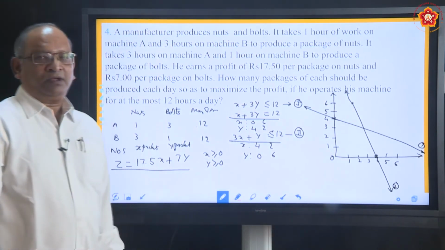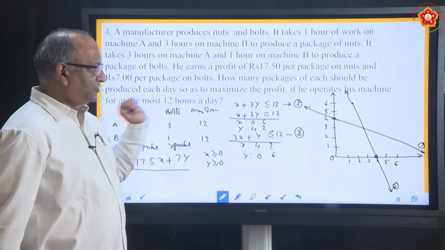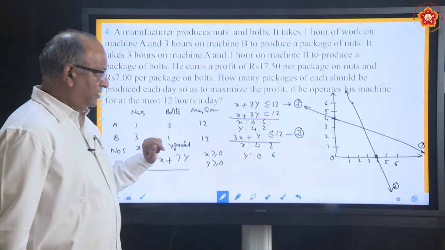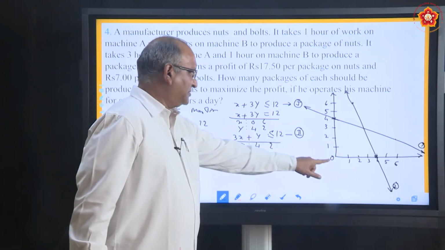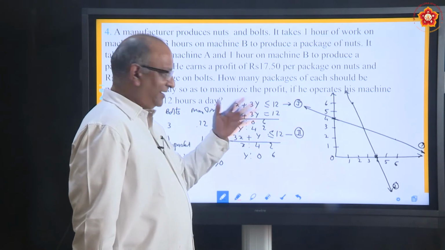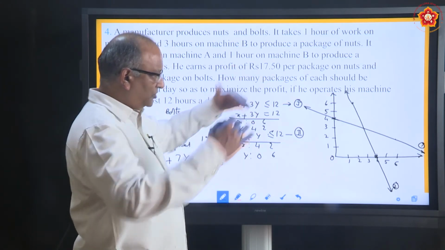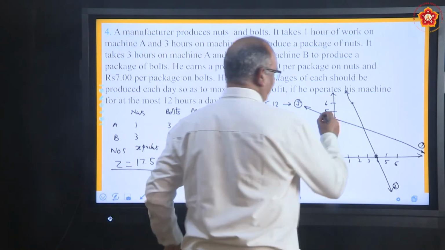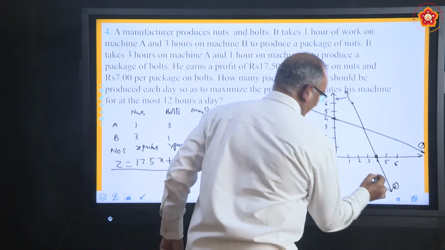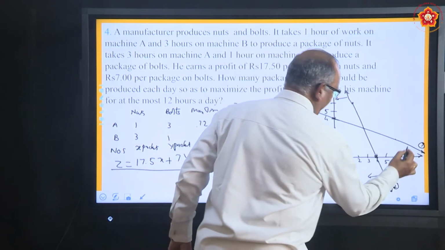Okay. What is the next step? The next step is shading. So we need to shade. How to shade? Let us take the origin. If you substitute 0, 0 in the first one, 0 plus 0 is less than 12, correct? Substitute that here, 0 plus 0 is less than 12. So both are towards the origin. So for example, this one inside. This one also toward the origin.